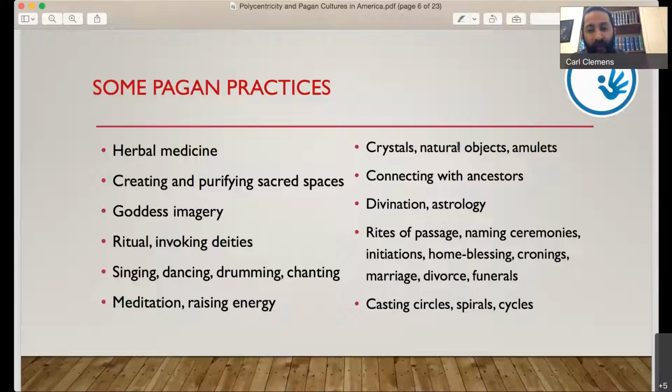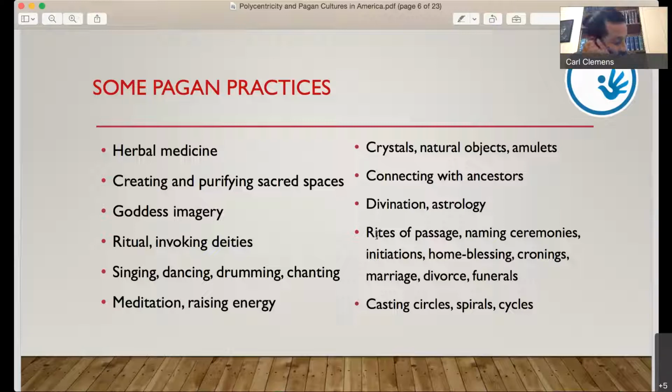Crystals, natural objects, amulets, sacred jewelry, sacred clothing. These are part of paganism. Connecting with ancestors or connecting with the dead spirits and ghosts. This is also part of paganism, to honor the dead spirits and also to learn from them. Divination, which could include astrology, tarot cards, and several other kinds of things, is very common in pagan cultures.